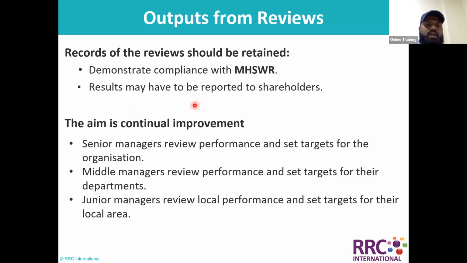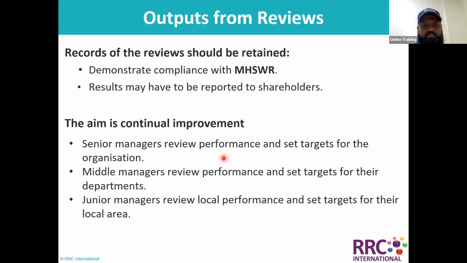Then results may have to be reported to shareholders or stakeholders, to the insurance company, to the clients. Whoever our shareholders are, we may have to share the results with them. Then the aim of the review is continual improvement. If we have achieved our targets, we have to improve ourselves.